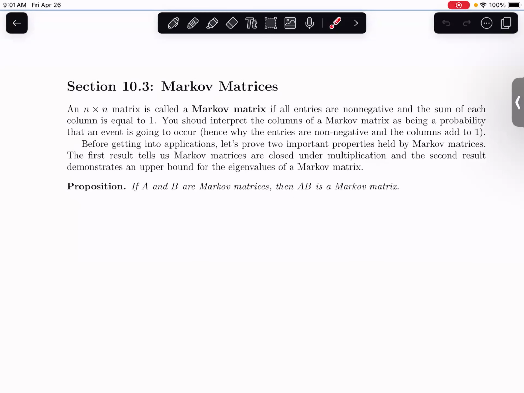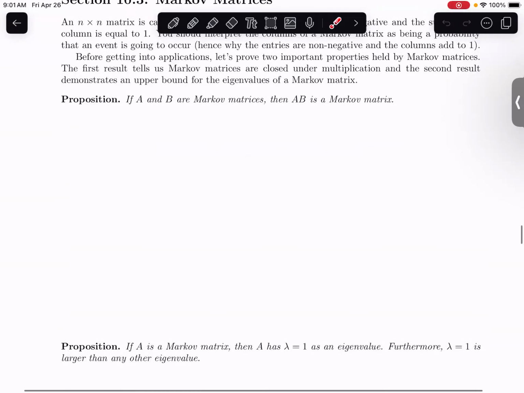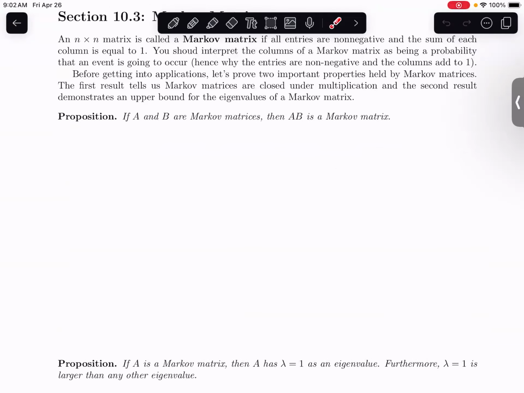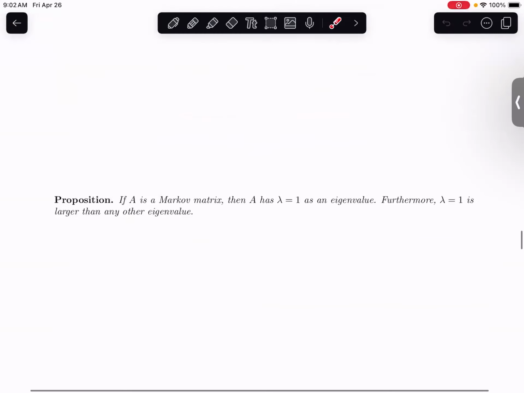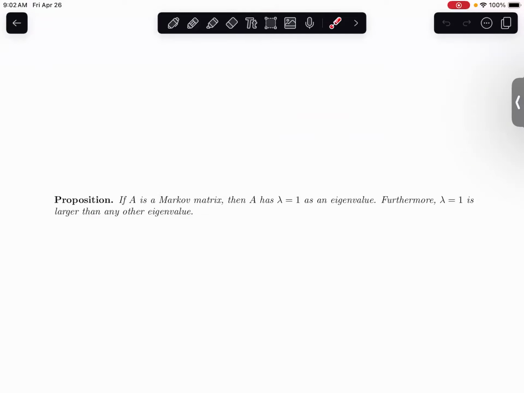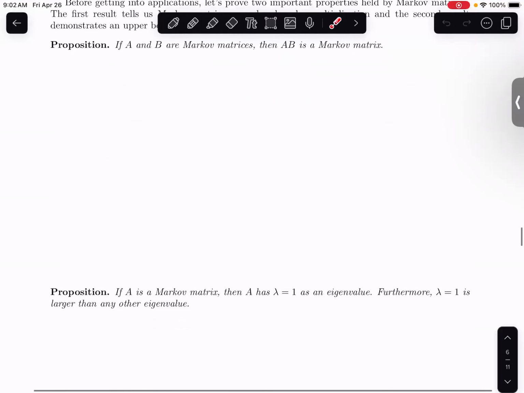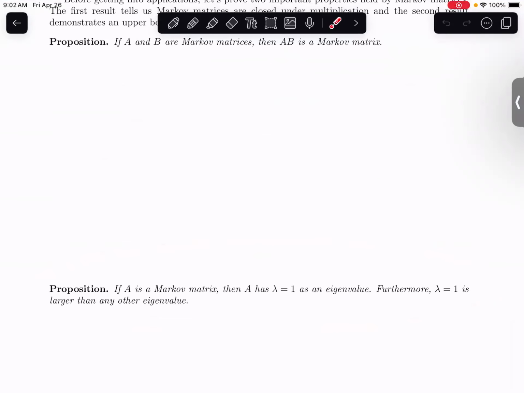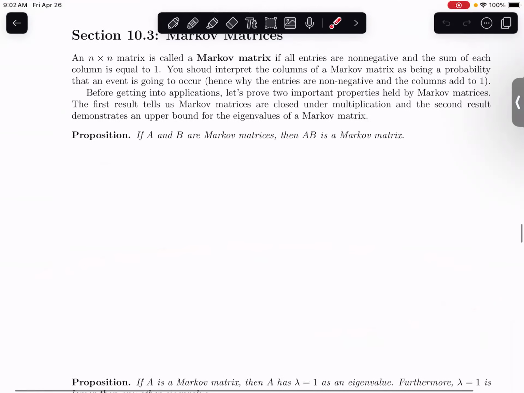There are 2 propositions we need to prove before we move on to the main ideas of this section. The first tells us that Markov matrices are closed under multiplication. So if A and B are Markov matrices, then A times B is a Markov matrix. The second proposition, which is actually the more important of the 2, gives us some detail about what the eigenvalues look like, as well as how they relate to other eigenvalues. The fact that lambda equals 1 always for Markov matrices is going to be very important later on.